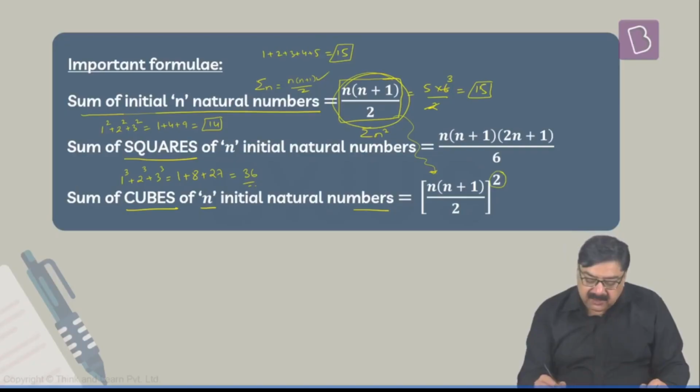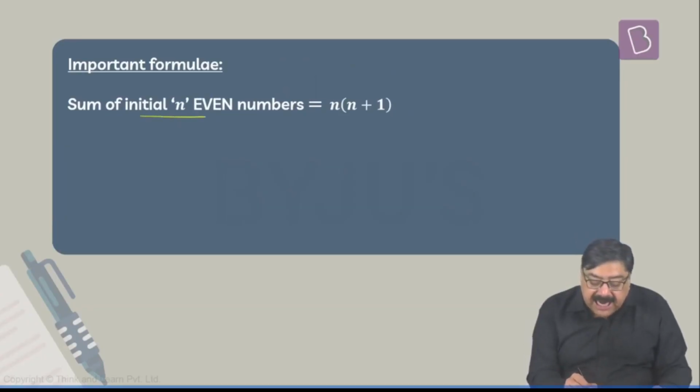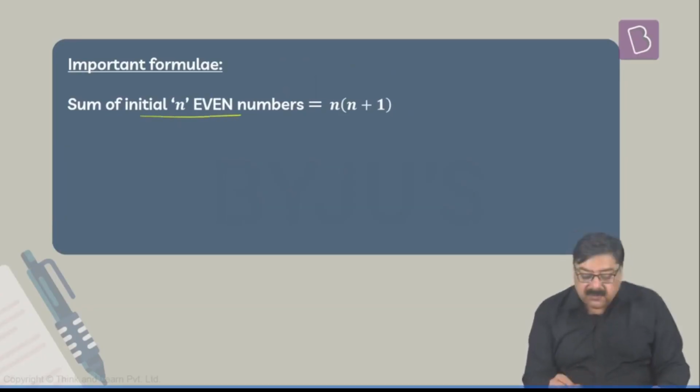Then you need this formula, isn't it so? So how do you apply it in this formula? Well, I asked you about 3. So 3 into 4 by 2 whole square. 4 and 2 cancel. So this is 6 square, which is 36. Quite simple. Now sum of initial n even numbers will be n into n plus 1.